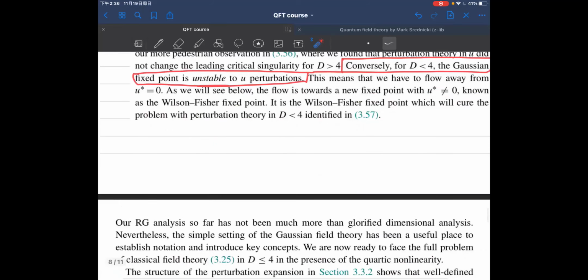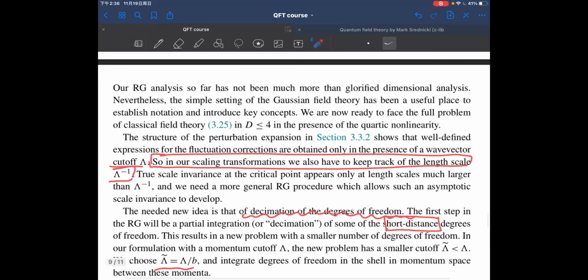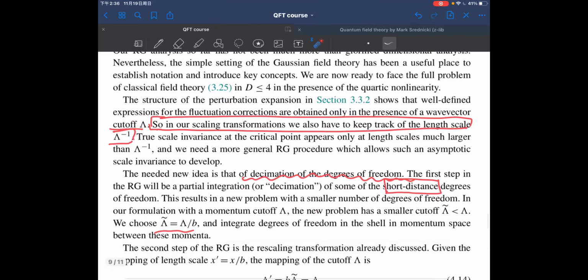But how to see it? It's better to work in the momentum space. Anyway, when working in the momentum space, we need to know that the scaling transformation will make the cutoff go to another cutoff. Lambda goes to another lambda.